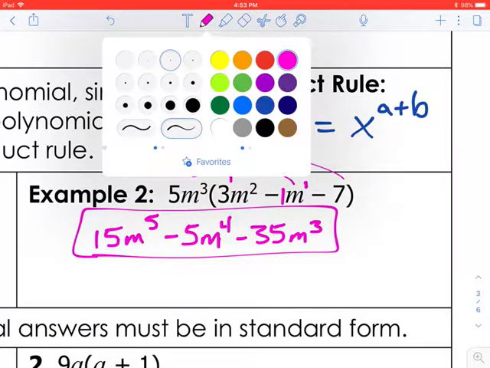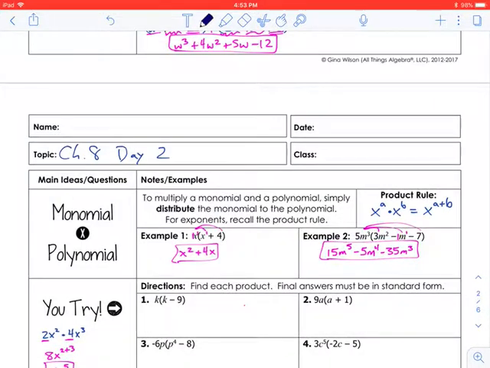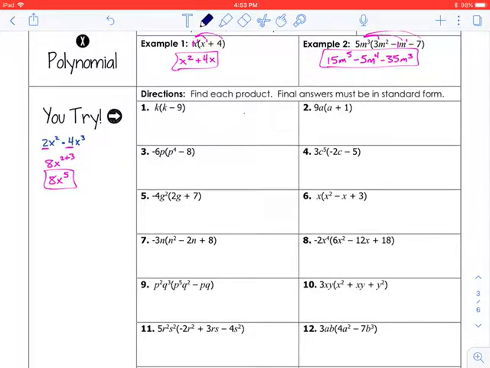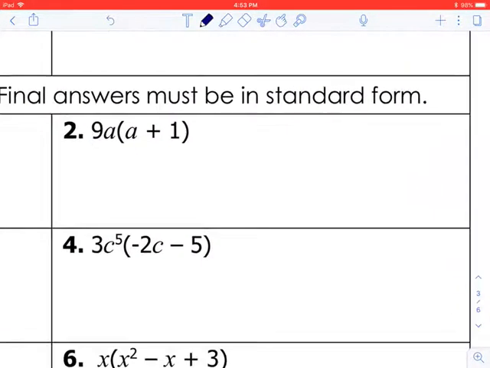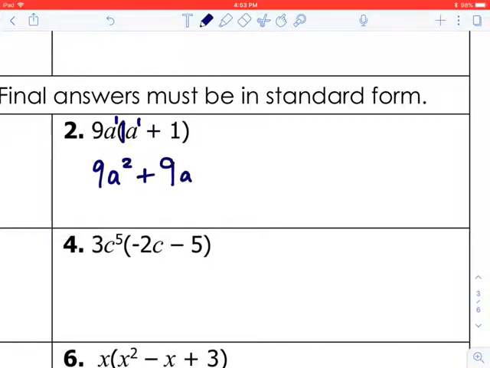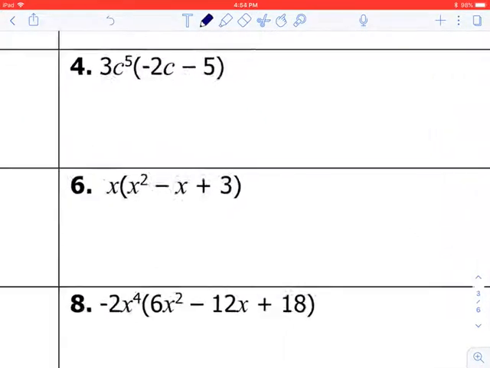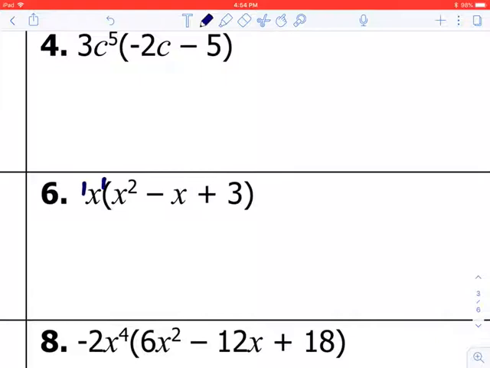Okay, so we're gonna go through a few of these real quick and then look at the last part of multiplying. Okay, so let's look at some of these evens here. Okay, so right here we've got 9a to the first times a plus 1. So 9 times 1a, remember that's a 1 in front, so 9a to the second plus 9 times 1 is 9, a to the first. Okay, so let's go ahead and skip down here. X to the first, this is a 1, so that's x to the third.